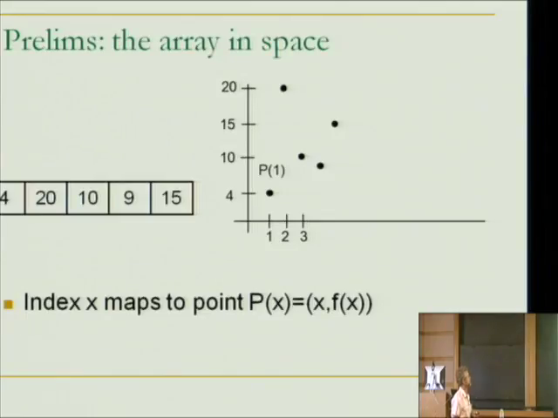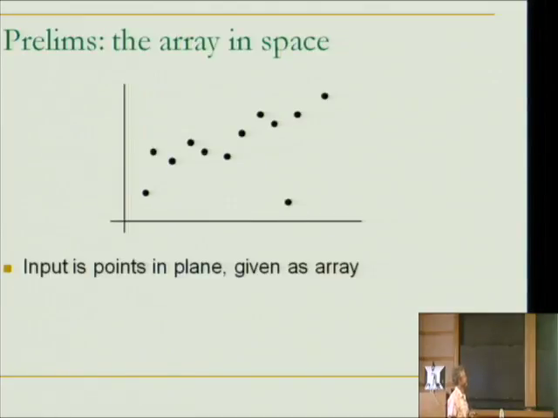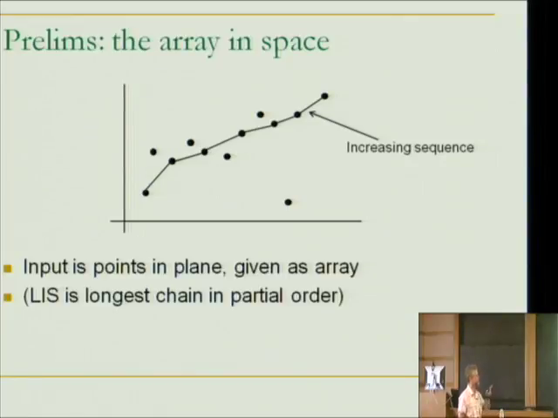Okay. All right, so the first thing is, we're going to make use of this geometric picture all the time. You just plot the points of the array as points. So you map the index x, and I'm going to use x for indices instead of i. So index 1 gets mapped to the point 1 comma 4 in the usual way. All right, so if you do that, then you can view the array as points in the plane. And an increasing subsequence is then just, if you look at the partial order that you get by saying one point is greater than another if it's above and to the right, then it's just a chain in that partial order.